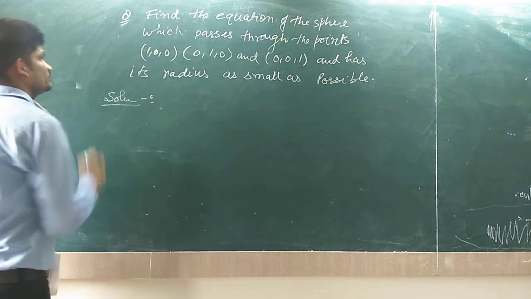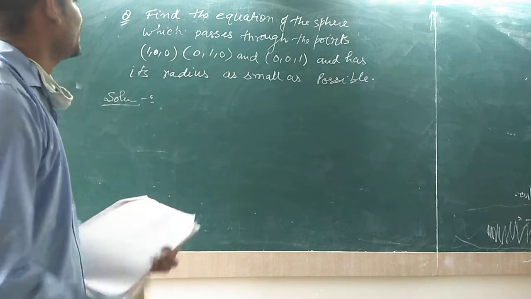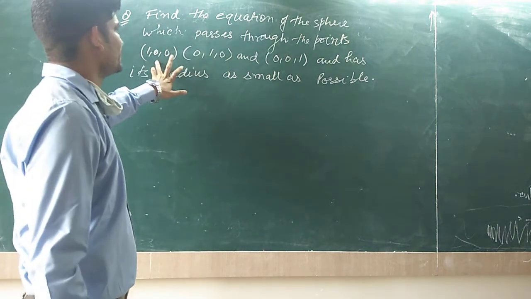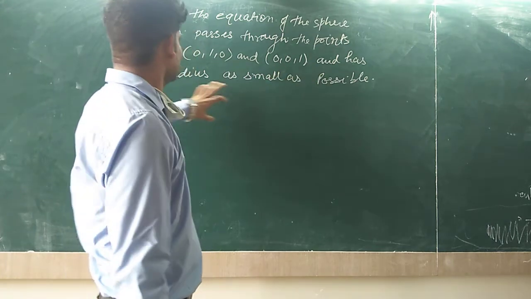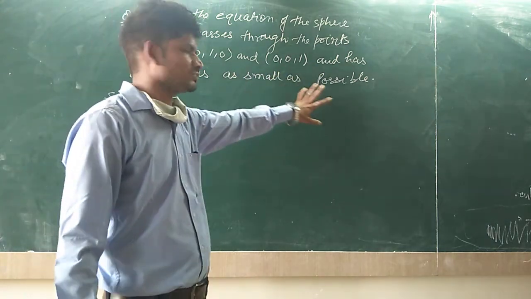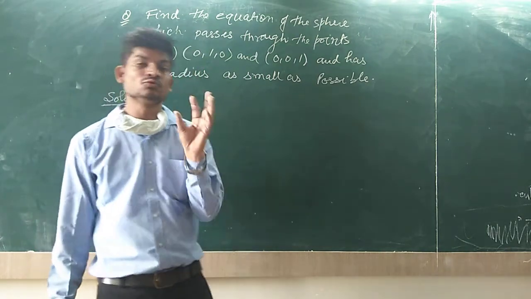Solution. First, find the equation of the sphere which passes through 3 points. First point is this, second point is this, and third point is this. And the last condition: the radius is as small as possible. The radius is minimum. We need the equation of the sphere whose radius is minimum.